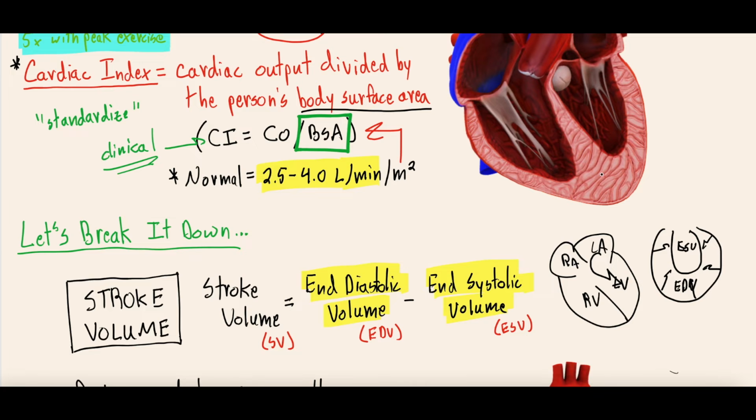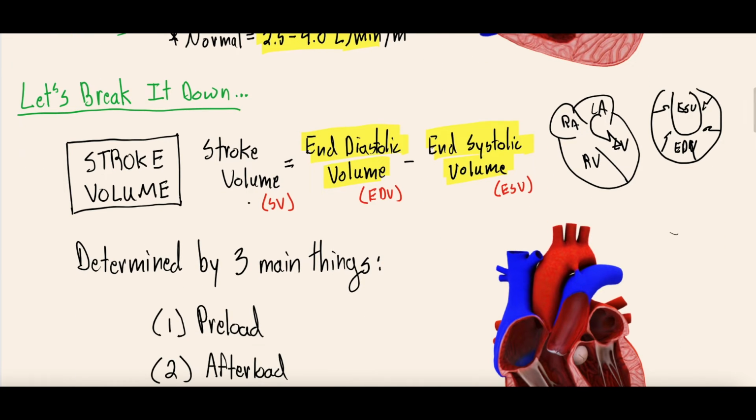So hopefully that makes sense. If it doesn't, let us know in the comments and we're happy to clarify. But that is what the stroke volume is. It's the amount of volume that was pumped out of the ventricle. So the end diastolic volume, when the ventricle is completely full, minus the end systolic volume, which is what blood is left after the ventricle has squeezed.